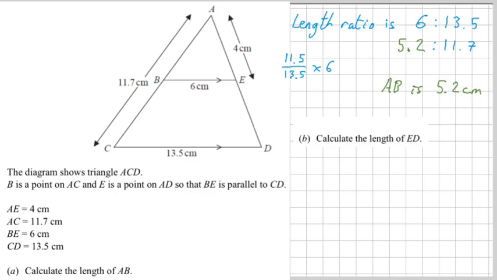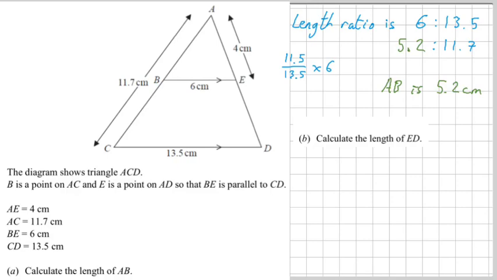Now to find ED in part 2, that's this bit. Now that's not part of a triangle. It's not one of the sides of a triangle. But look, if we know A to D and we take away this 4, then we've got ED.